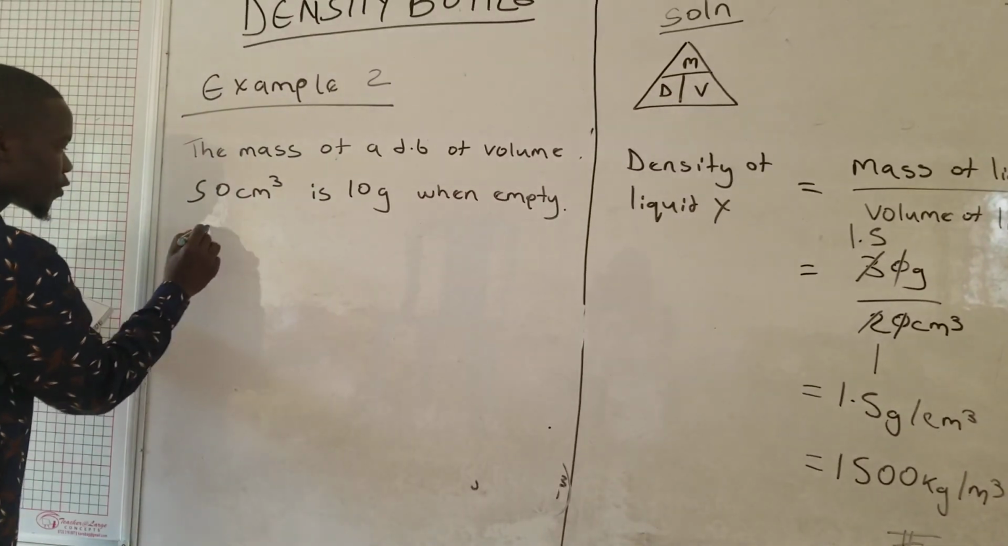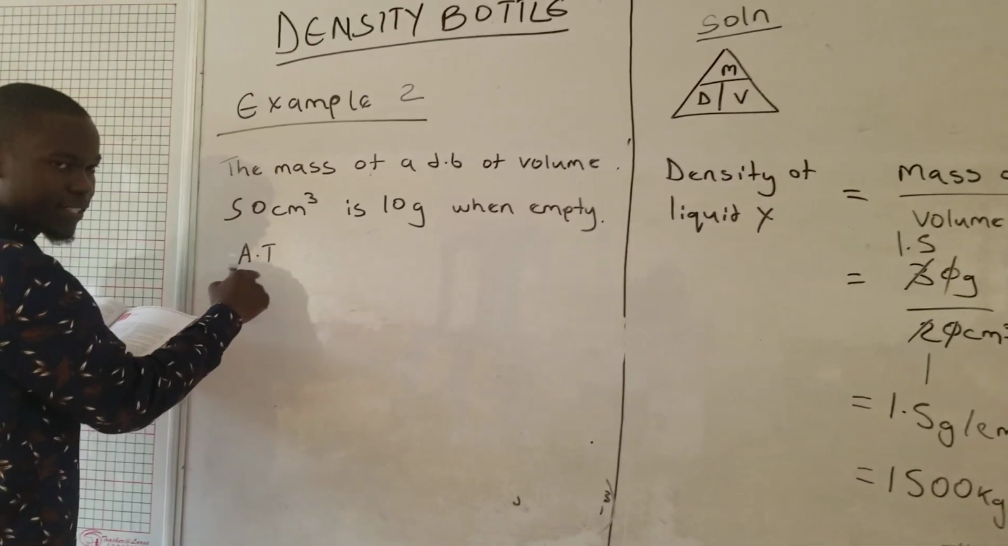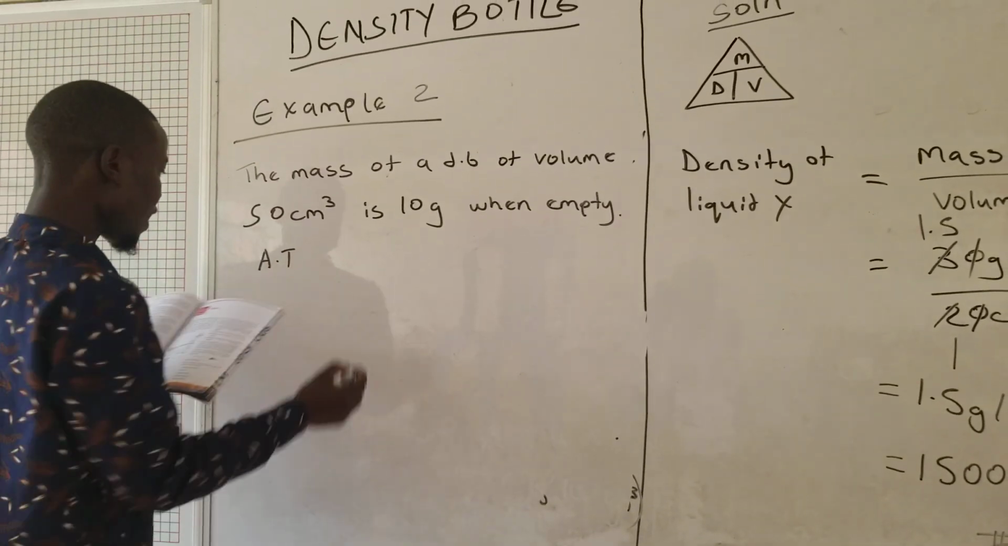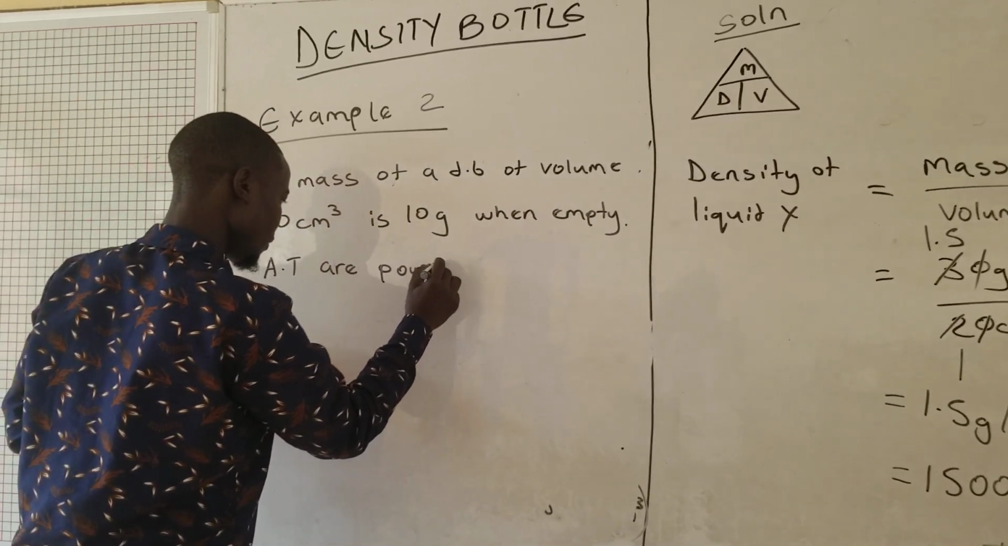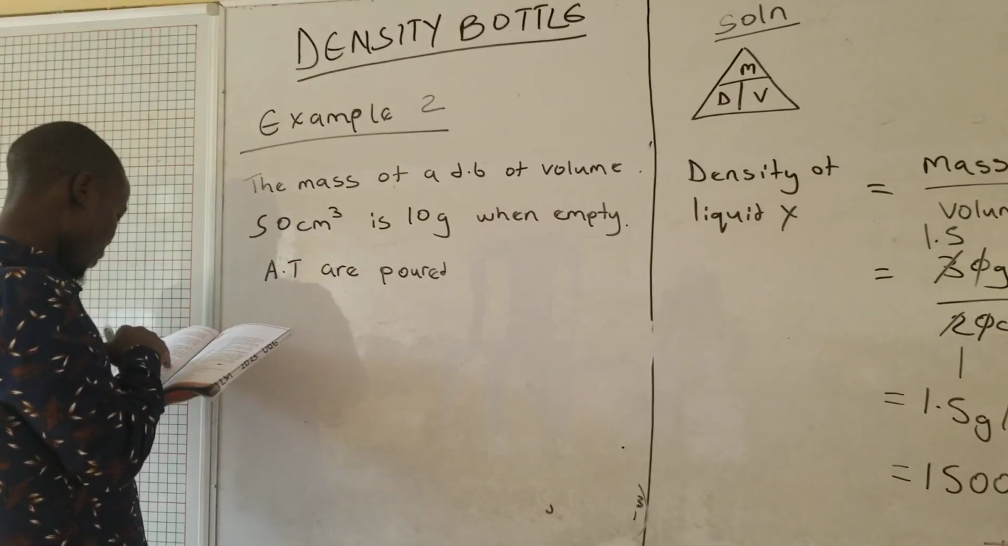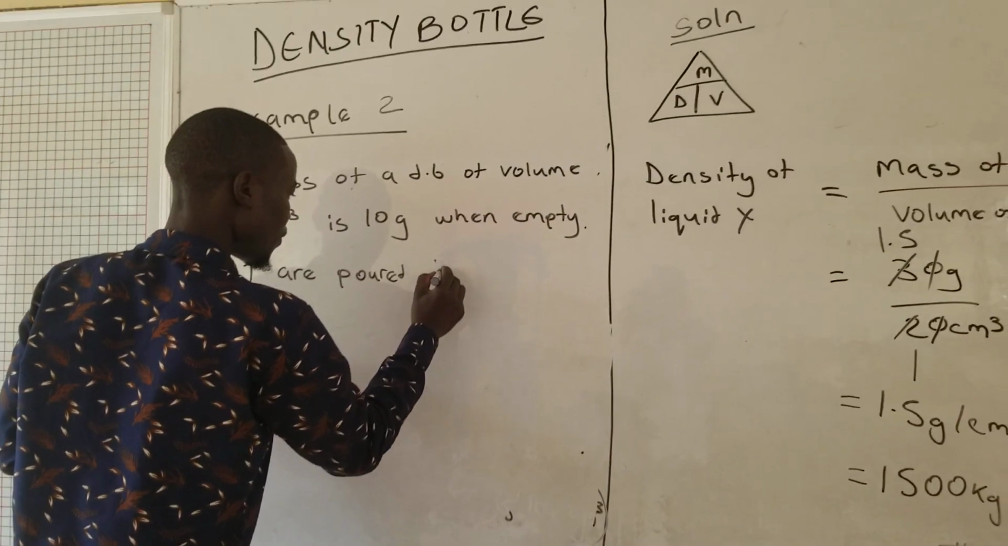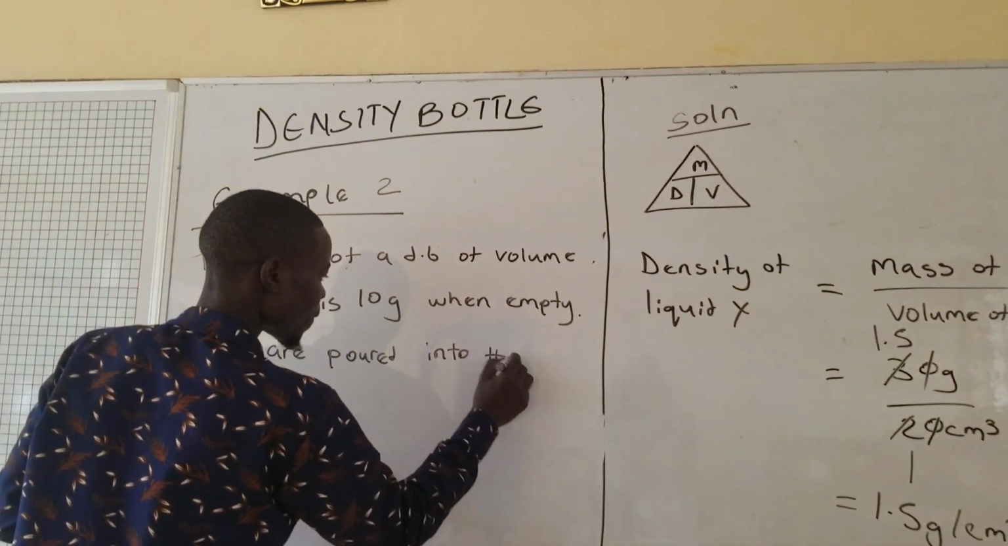Aluminium tannings. I'm going to represent aluminium tannings as AT. Aluminium tannings are poured into the bottle.